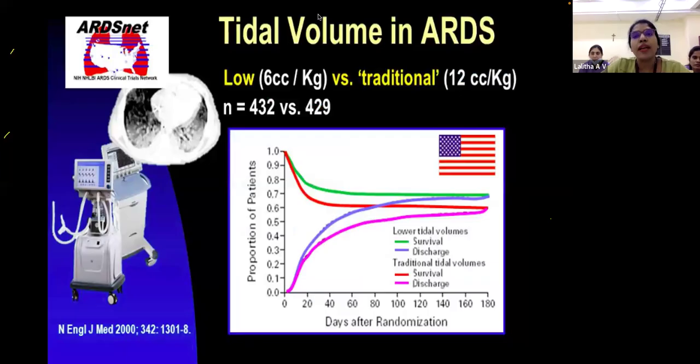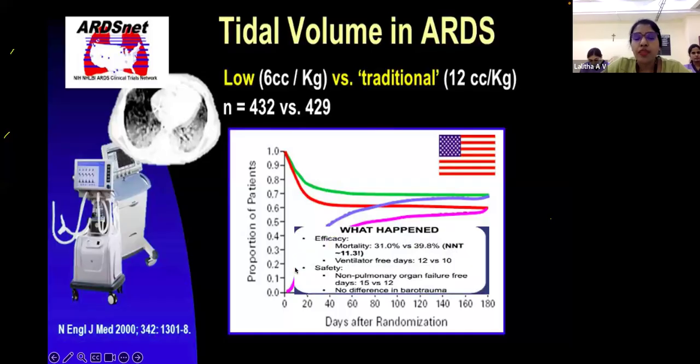So, coming to tidal volume in ARDS. How much tidal volume should we set? This is a landmark study by the ARDS Network, published in 2000. It was an RCT with 400 patients, adult patients. Most of the studies have been extrapolated from the adult literature. In one arm, they used 6 ml per kilo of tidal volume versus traditionally 10 to 12 ml per kilo of tidal volume.